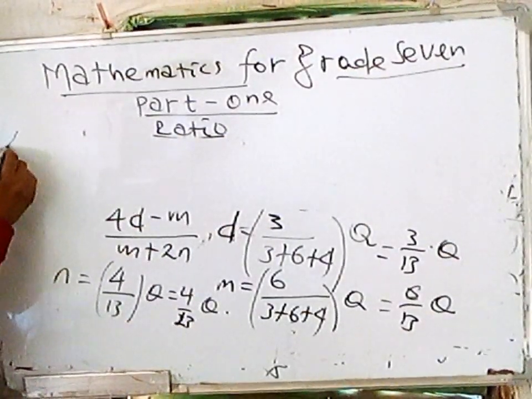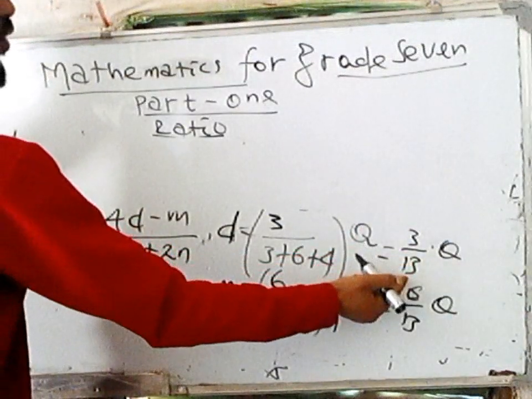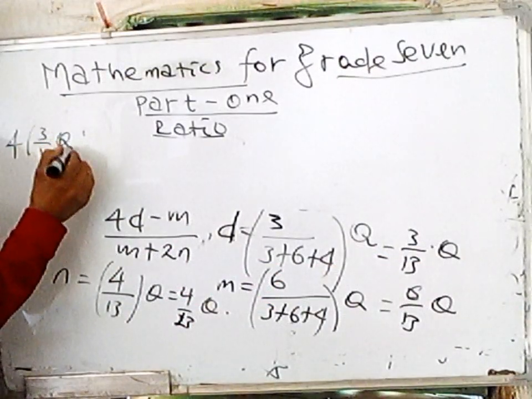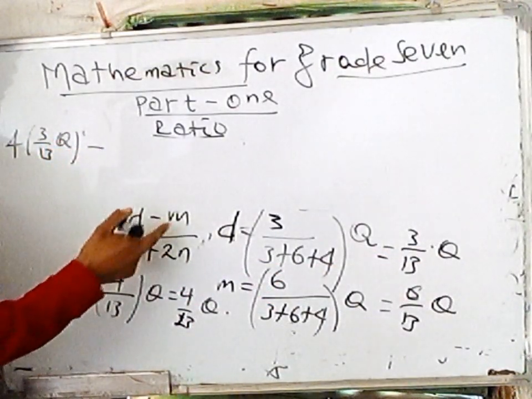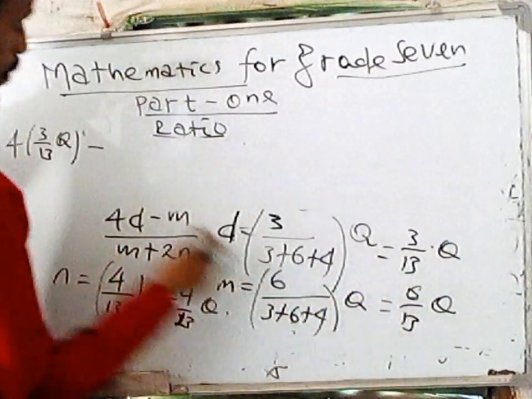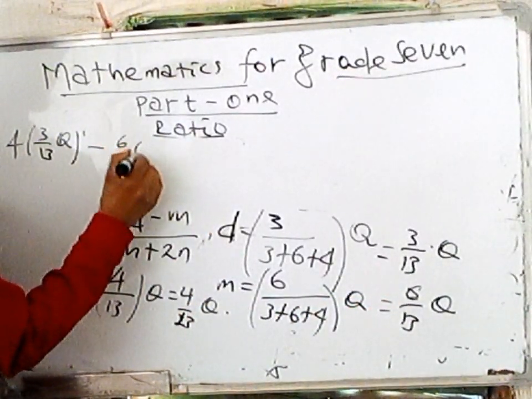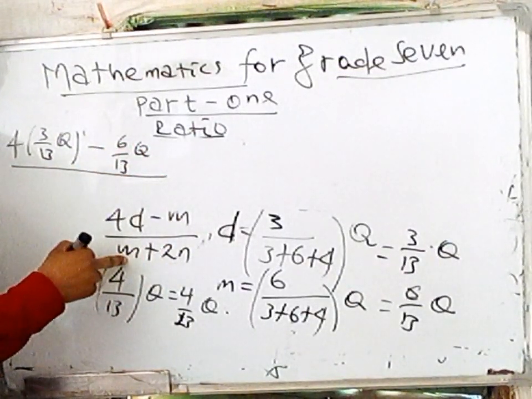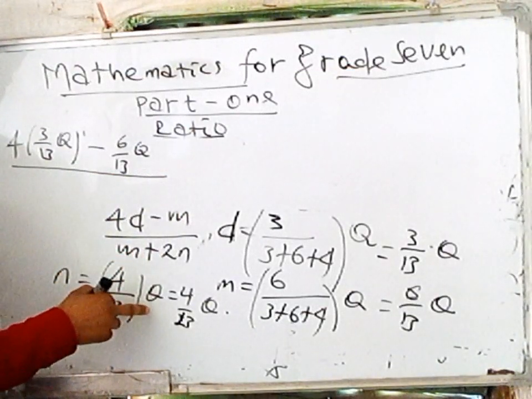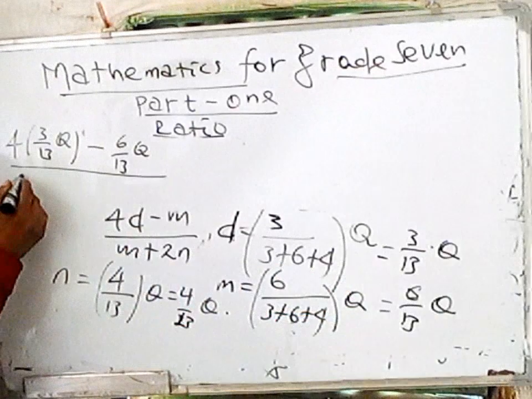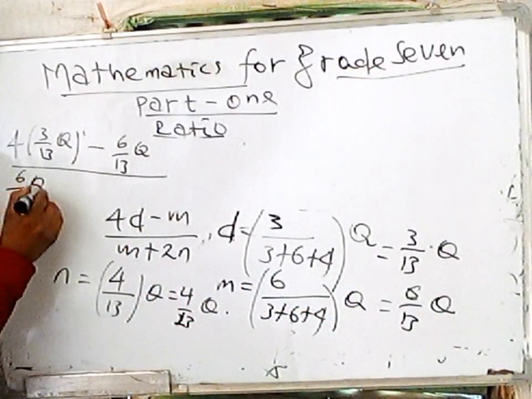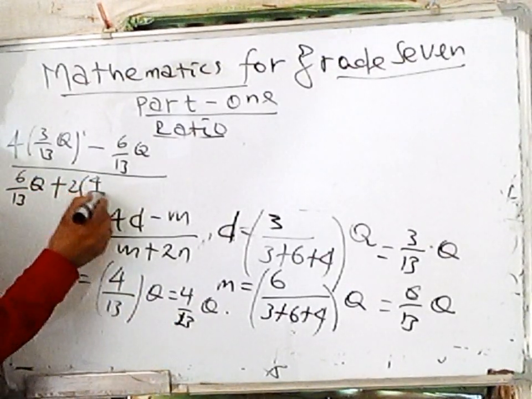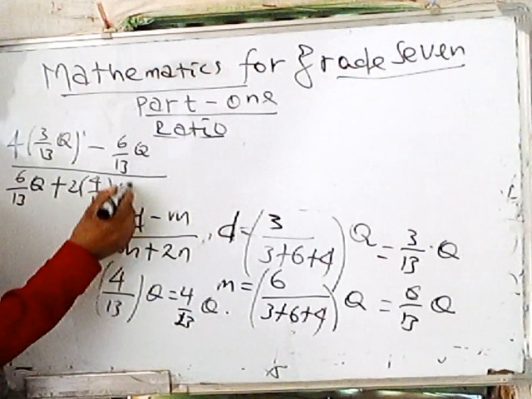Okay, for D, 3 over 13 Q, minus M, which means 6 over 13 Q, over M, which means 6 over 13 Q, plus 2 into N, which means 4 over 13 Q.